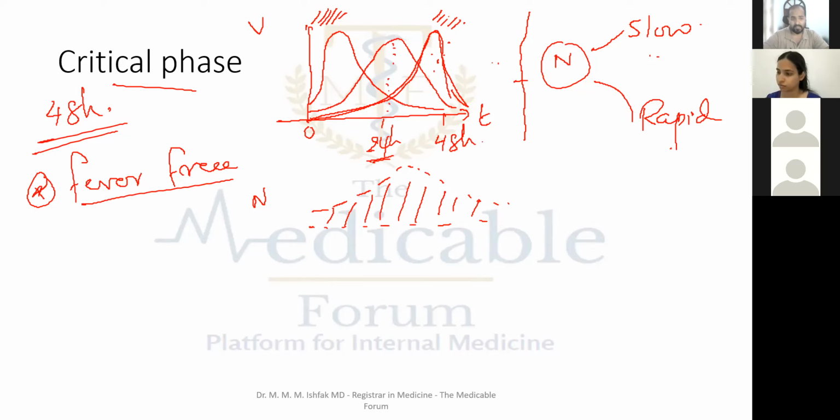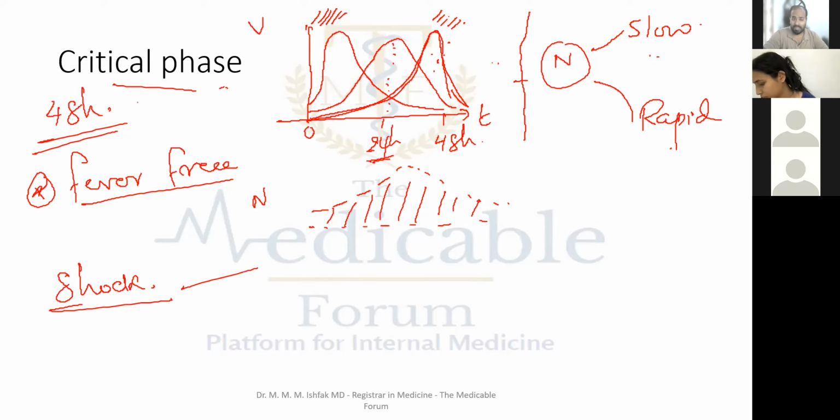So fever free. Now there are some signs, which I will tell you in the later course of this presentation, of how you would detect a person going into the critical phase, right? So what are the most common complications of the critical phase? Now, in the critical phase they can go into shock.